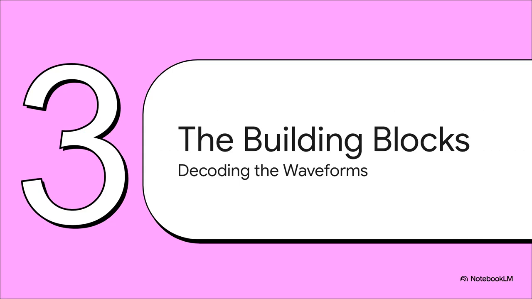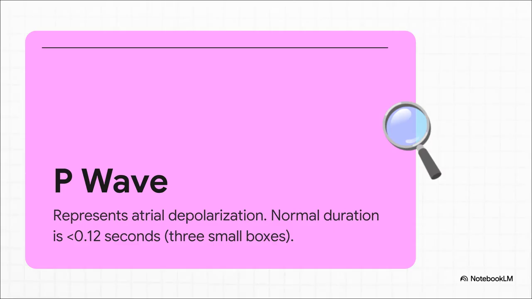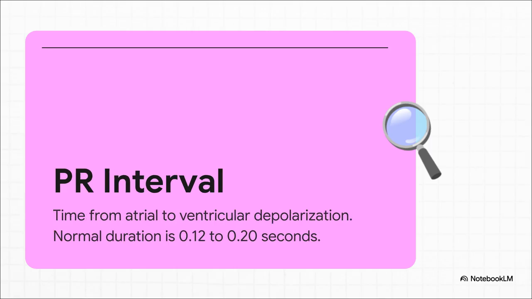Okay, let's move on to section 3, the building blocks. We know what the grid means, so now it's time to decode the actual waveforms, the letters and words of the heart's electrical language. First up, we've got the P wave. This is where the whole cardiac cycle kicks off. It represents that electrical signal spreading across the atria, which is what makes them contract. A normal P wave is pretty small and should be less than 3 of those little boxes wide, so less than 0.12 seconds.